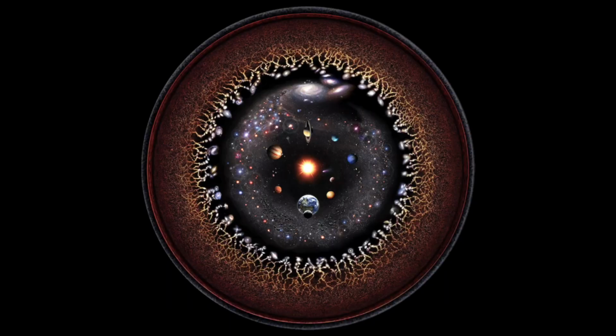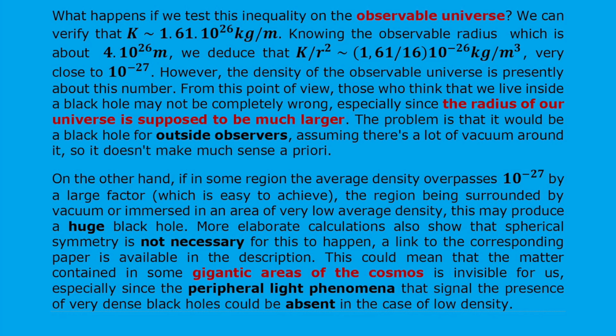What happens if we test this inequality on the observable universe? We can verify that k is approximately equal to 1.61 times 10 to the power 26 kilograms per meter. Knowing the observable radius, which is approximately equal to 4 times 10 to the power 26 meters, we deduce that k over r squared is approximately equal to 1.61 divided by 16 times 10 to the power minus 26 kilograms per cubic meter, very close to 10 to the power minus 27. However, the density of the observable universe is presently about this value.